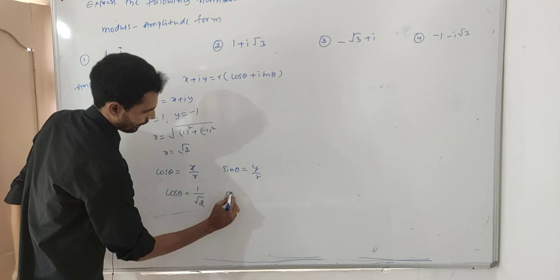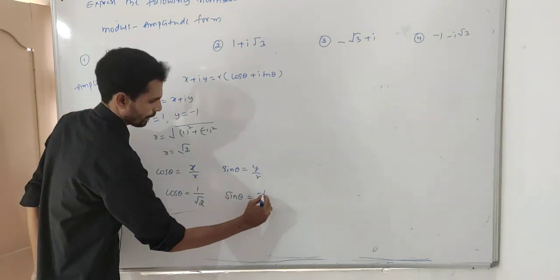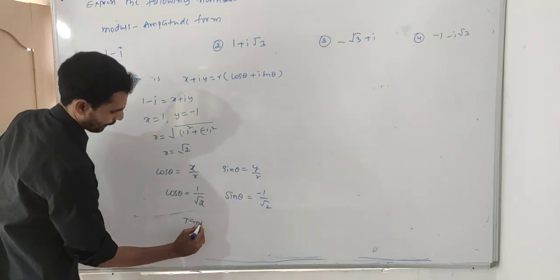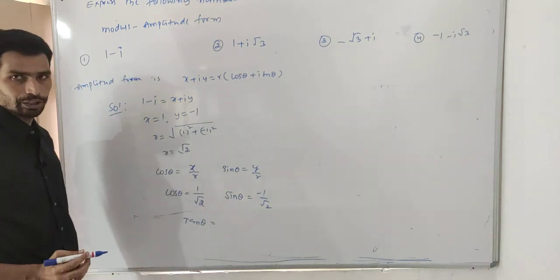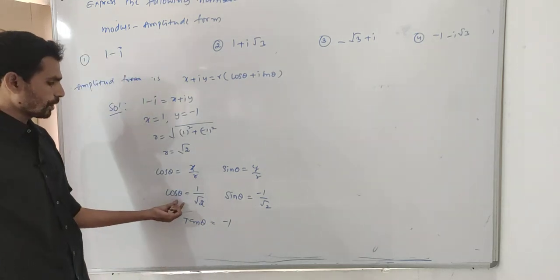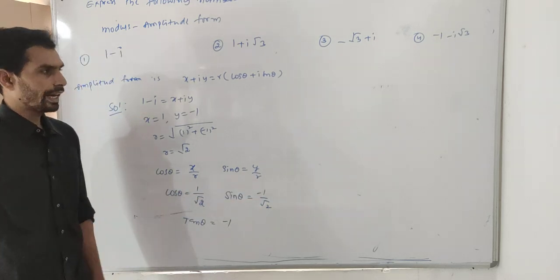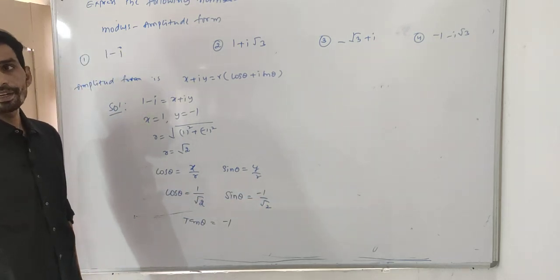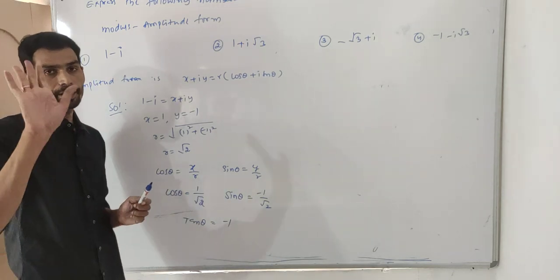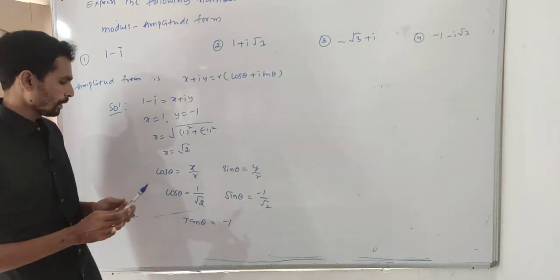Next, I want sin theta. Sin theta is equal to y by r, which means minus 1 by root 2. Next, you want tan theta. Tan theta means sin theta by cos theta, so minus 1. So cos theta is equal to 1 by root 2, sin theta is equal to minus 1 by root 2, tan theta is equal to minus 1. I got the common theta. General theta is, suppose you forget the negative value, once again I will repeat the most important concept, the polar form or amplitude form.